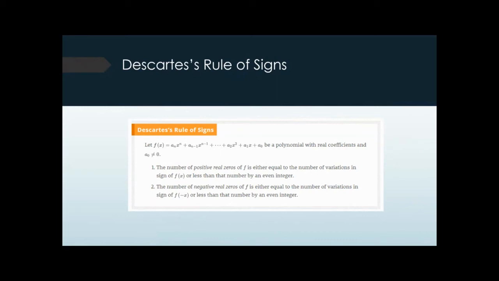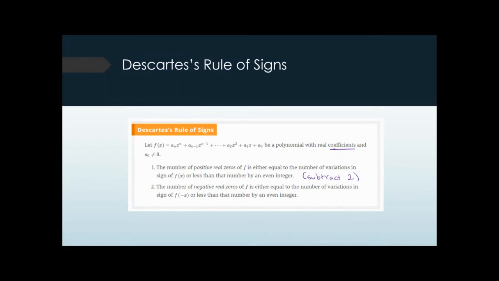So the number of positive zeros is either equal to the number of variations in sign of f of x, or less than that number by an even integer. What that means is you subtract 2. So if the sign changes 4 times in your coefficients, then you can have 4 positive zeros, or 2 positive zeros, or 0 positive zeros. So it could be that all 4 of them are positive, 2 of them are positive, or none of them are positive. And that's based off of how many times the coefficient changes from positive to negative or negative to positive.